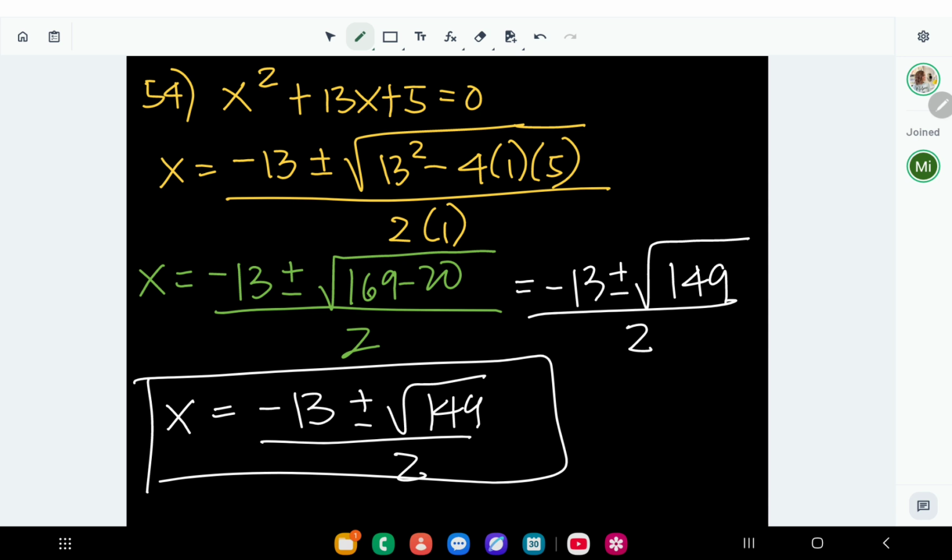Yeah, because there's nothing we can do with 149. We cannot find a factor that is a perfect square, so we just leave it as it is. All right, okay. Is it the same as your answer key? Okay, good. So we're on the right track. Then we move on to number 55.